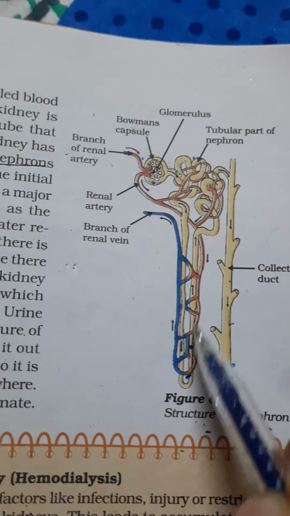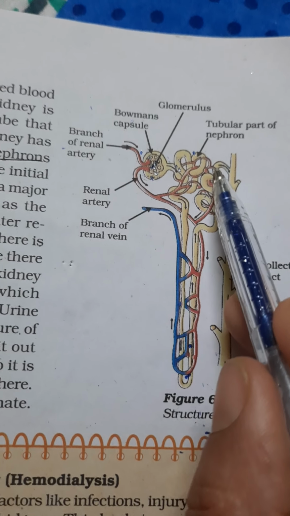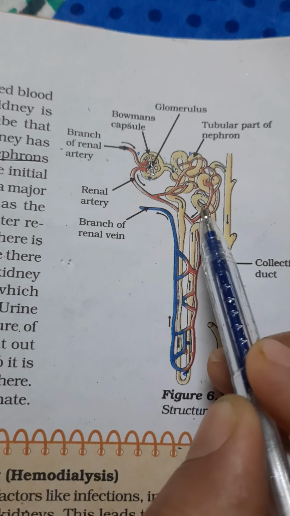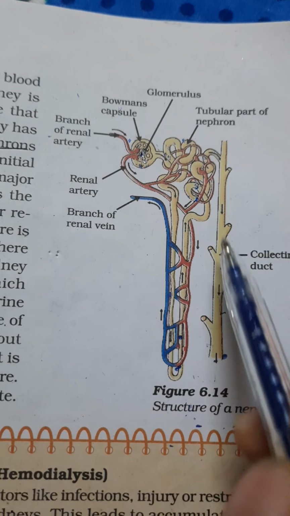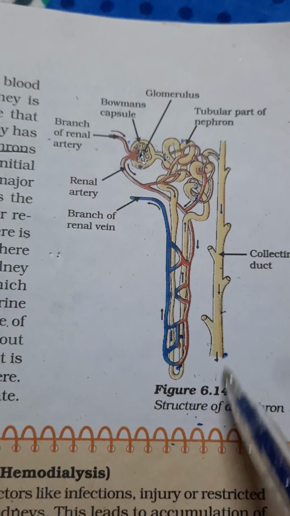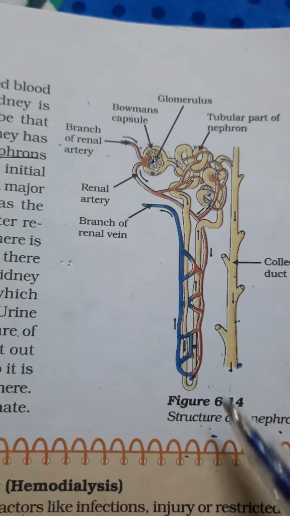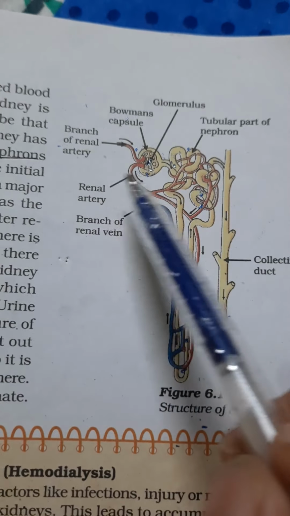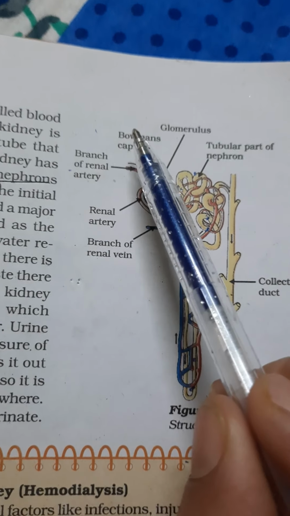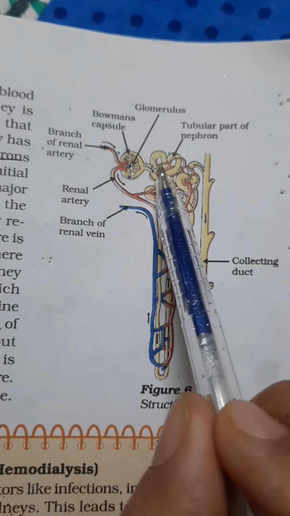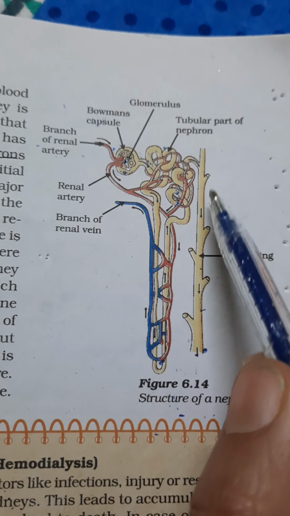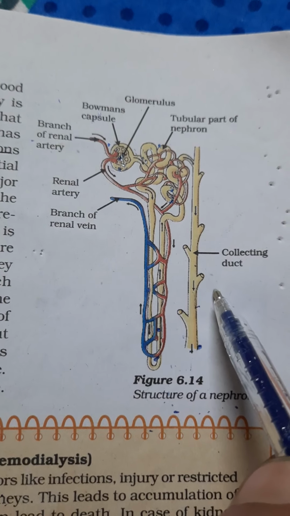Number 4 is the distal convoluted tubule, DCT. Number 5 is the loop of Henle, and this one is the collecting duct, number 6. This filtrating unit, the nephron or kidney tubule, is made up of these 6 parts: Bowman's capsule, glomerulus, proximal convoluted tubule, loop of Henle, distal convoluted tubule, and the collecting duct.